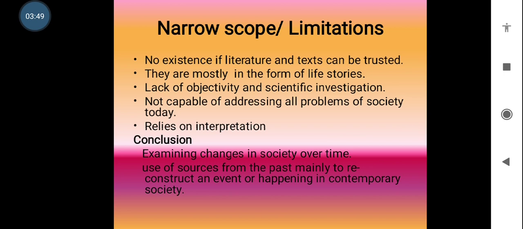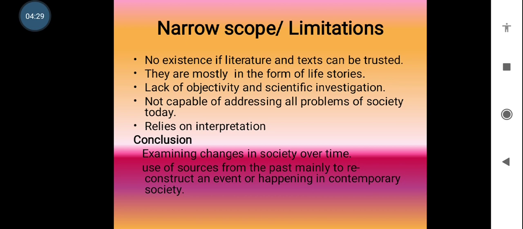The next one is narrow scope or limitations. What kind of limitations or narrow scope does the historical method have? There is no assurance that existing literature and texts can be trusted. Yes, because without available resources, we cannot conduct a historical study. Then they are mostly in the form of life stories. Yes, basically the historical method is based on life stories or victory-oriented accounts. The next one is lack of objectivity and scientific investigation.